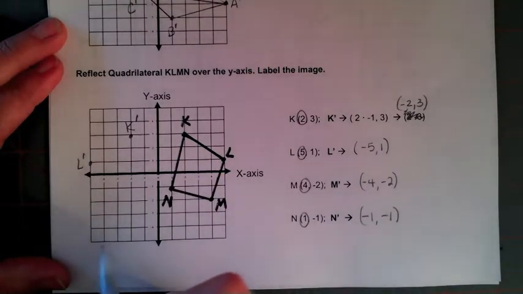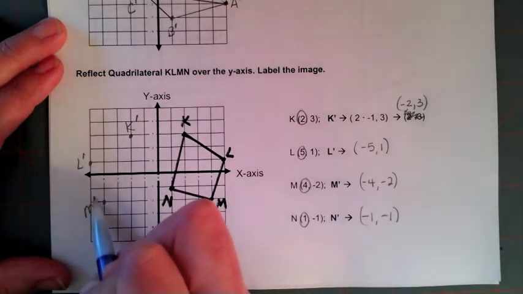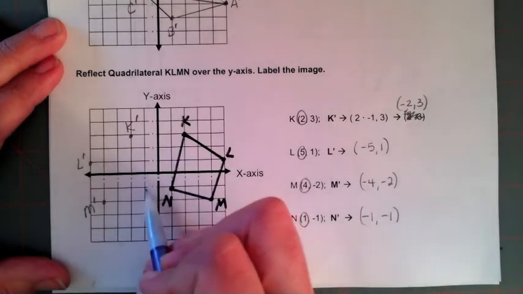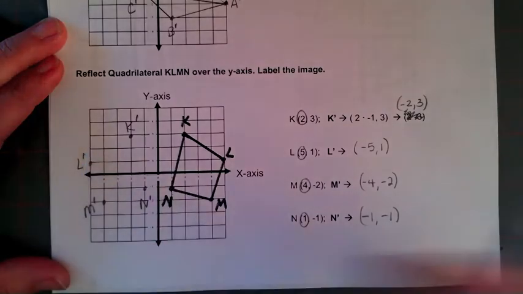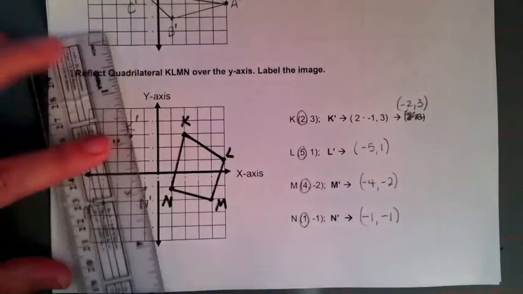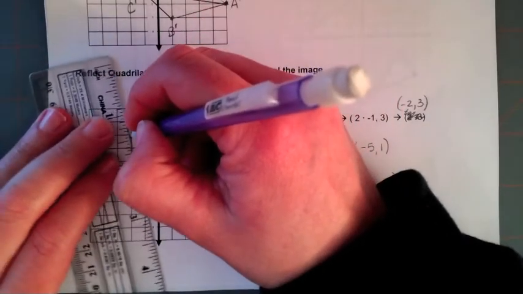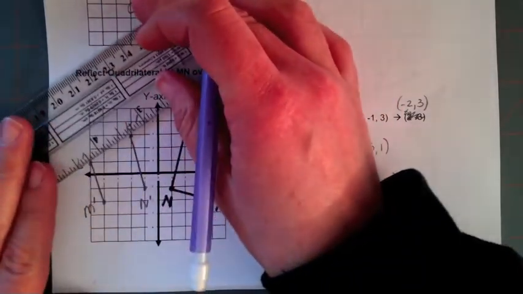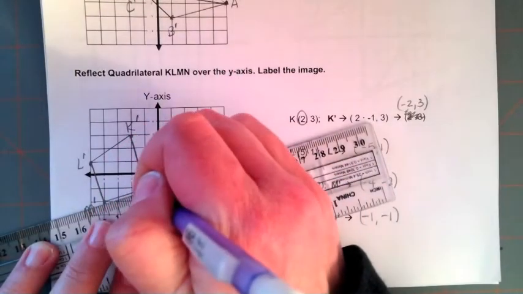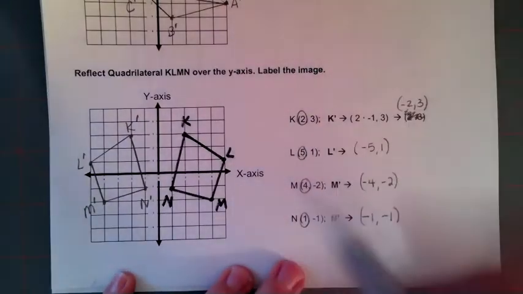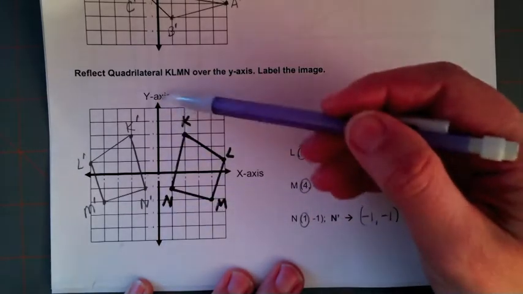M prime is -4, -2. And M prime is -1, -1. So this took our shape and it reflected it over the y-axis. Take your ruler, connect your points in exactly the same order that they were connected in the pre-image. And now you have an image that's been reflected over the y-axis. Notice there is my line of reflection.